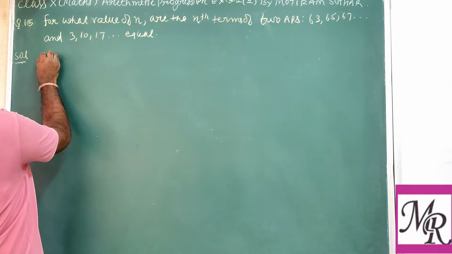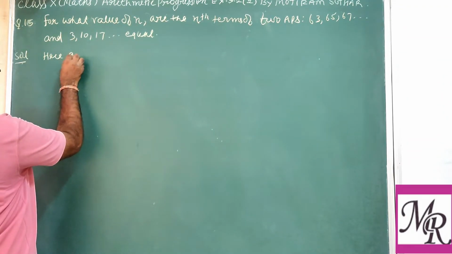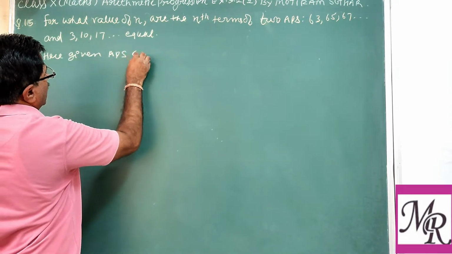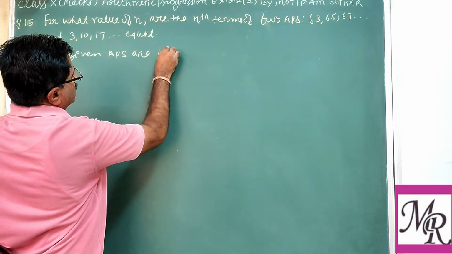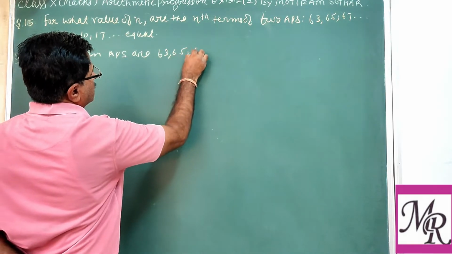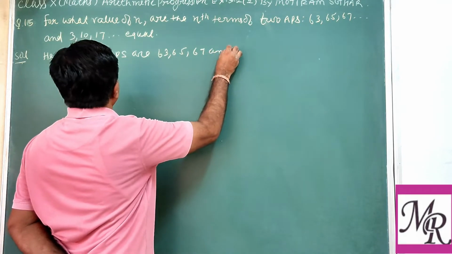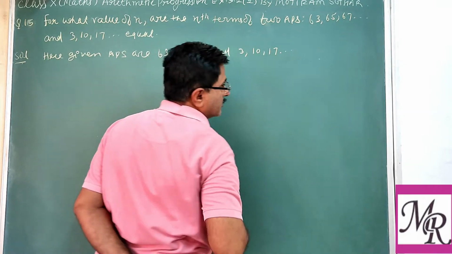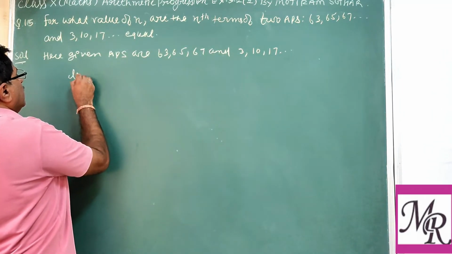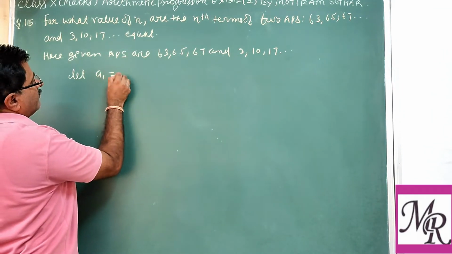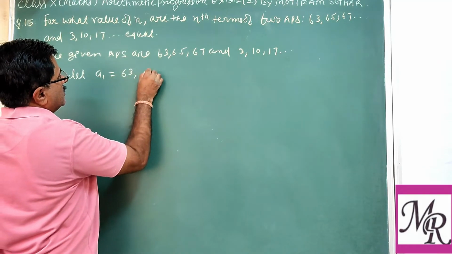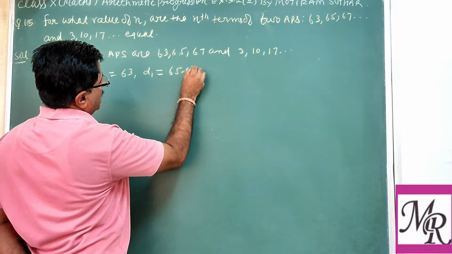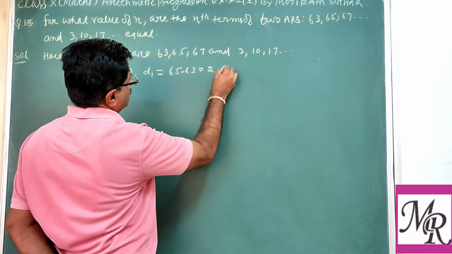So you can write here, the given APs are 63, 65, 67 and the second is 3, 10, 17. So let the first term A1 of the first AP be 63, and the common difference of the first AP is 65 minus 63, that is 2.